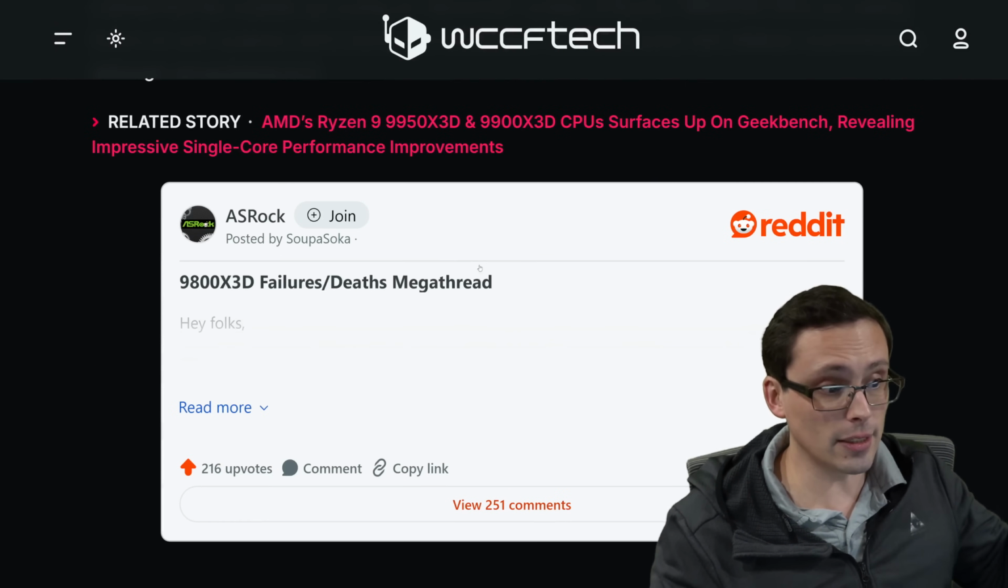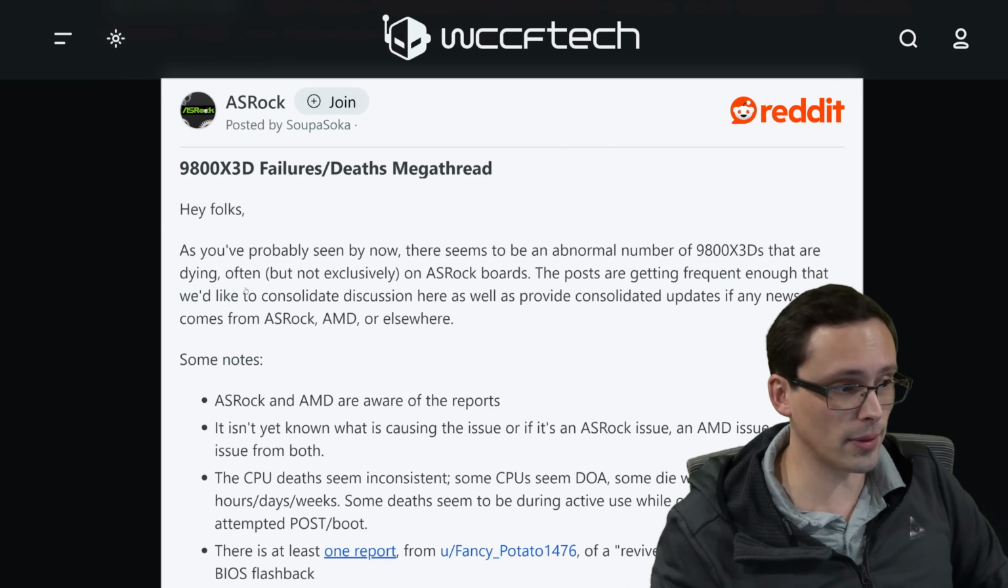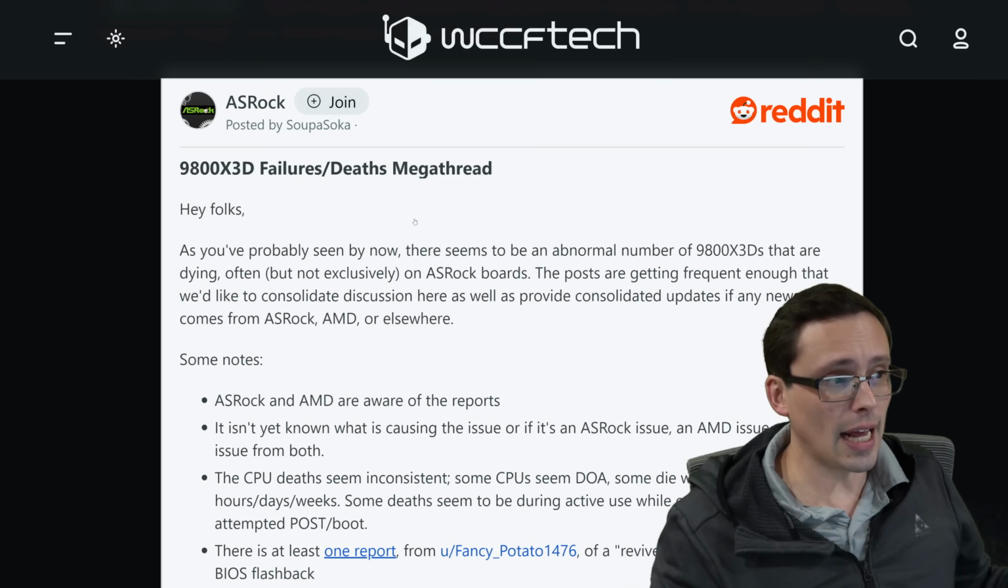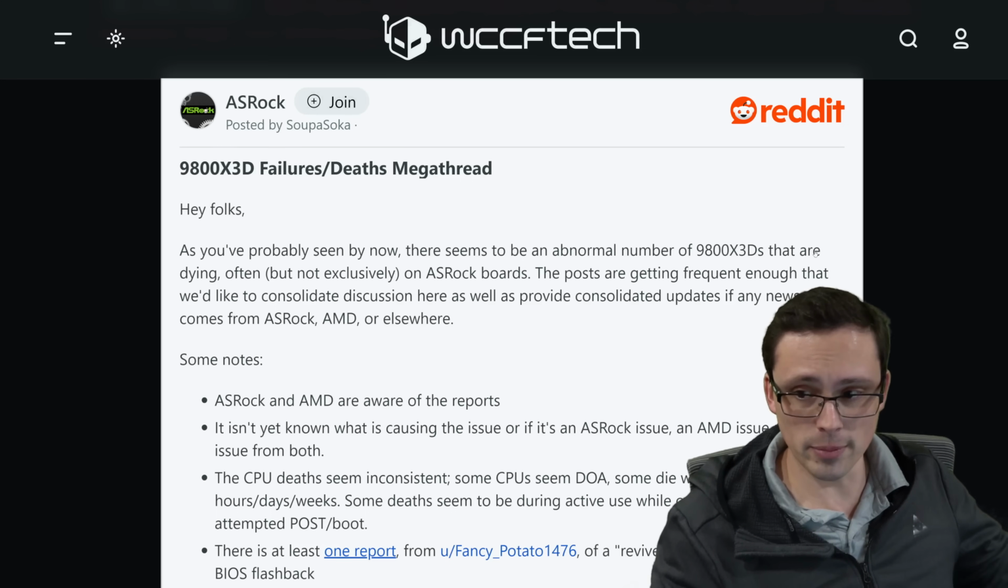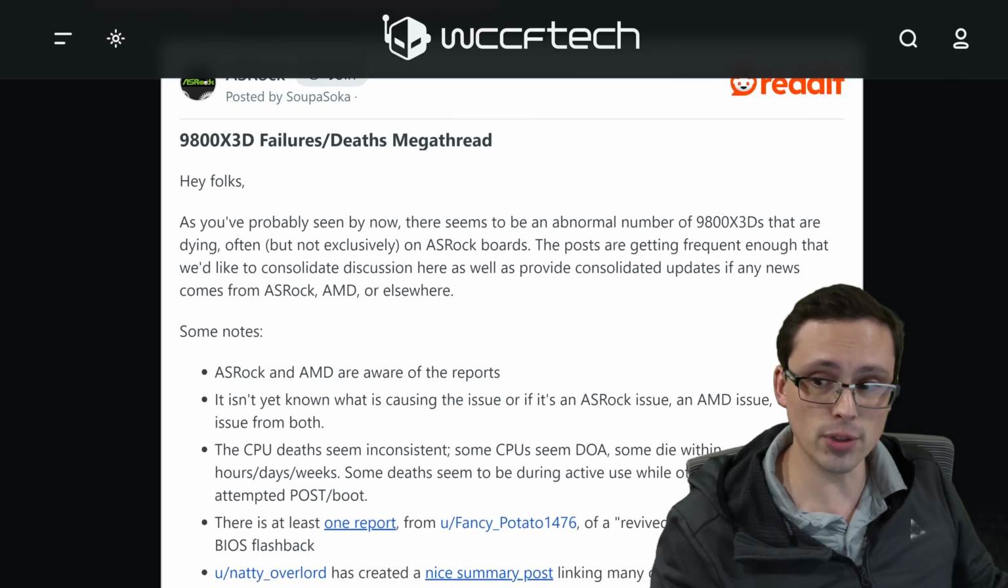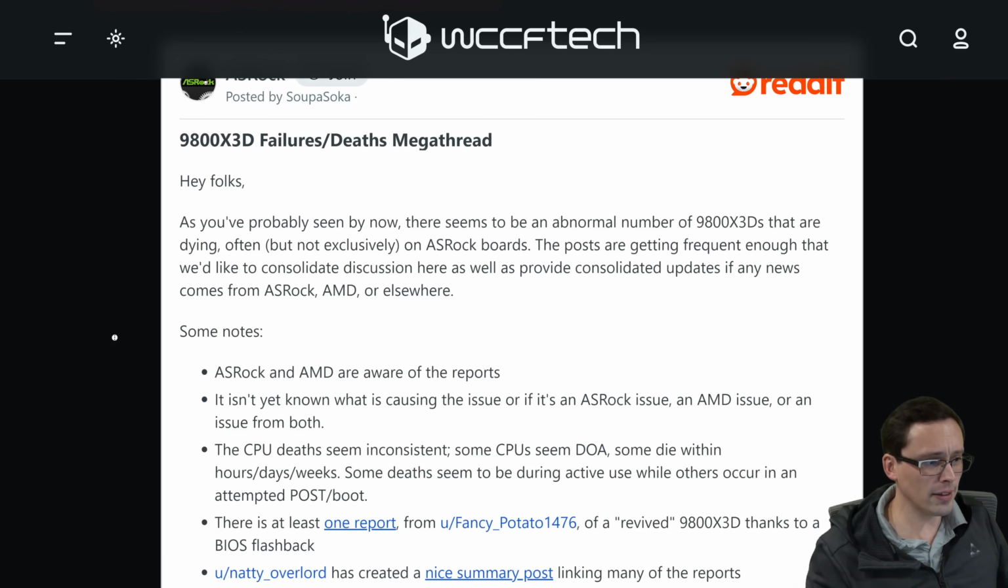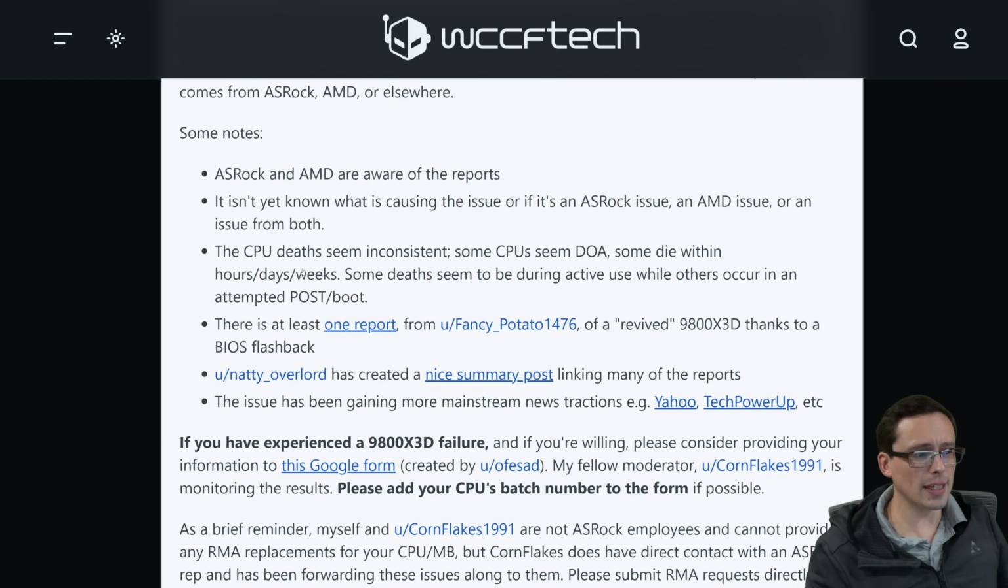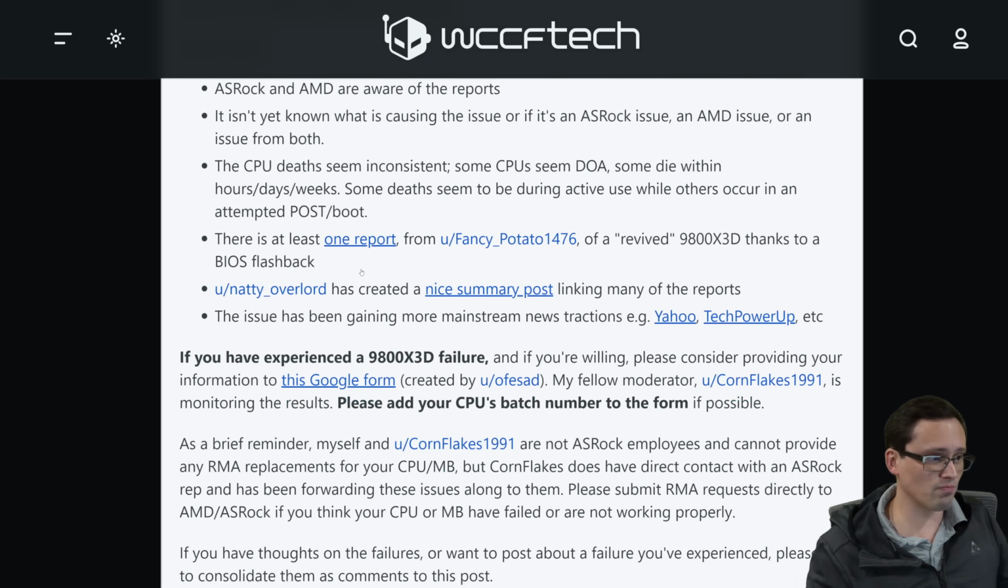I found this at WCCF Tech, but they are referencing a Reddit thread, which is an aggregate of the Asrock forums, just trying to create a mega thread because these issues are becoming so common. Although apparently, if you read through this, the exact behavior can be very different. Some are CPU deaths where they just seem DOA, some die within hours, days, or weeks, some deaths seem to be during active use, while others occur in attempted POST or boot. There are some reports of being able to revive it with a BIOS flashback, but other people not having that be a solution that actually works for them.